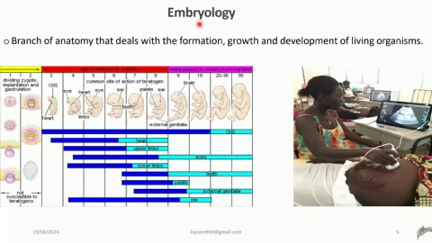The reference textbook for embryology is called Langman Medical Embryology. It's a textbook that I think some of you may be having, or your colleagues in semester 2 may be having it. So when you reach the gross anatomy, have that textbook on the side to help you appreciate the embryology.